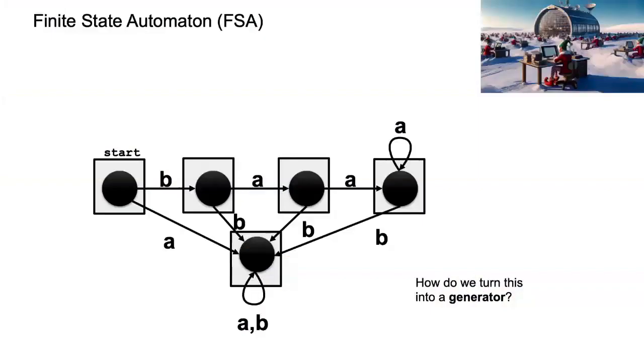So these little elves now are going to be used to generate documents. So it means that I'm giving the elves a machine like this automaton, but instead of consuming documents and spitting out yes or no, they are going to create documents with this machine. So the question is, how do we turn this into a generator? And the way you turn this into a generator is to just walk through it randomly, right?